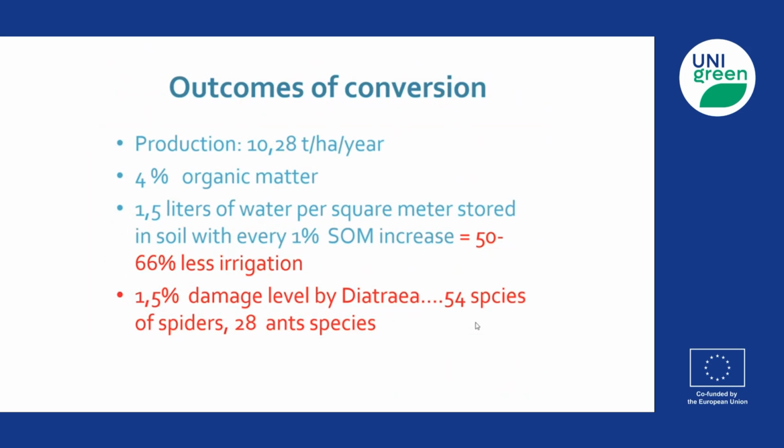And this is the outcome of the conversion in this particular farm. They add 28 more tons per hectare per year, more overyield. They are increasing organic matter by 4%, from 1 to 4, while the neighbors have even less than 1. And they are also enhancing the water holding capacity. And they are using 66% less irrigation. You know how much that costs? So they are saving money.